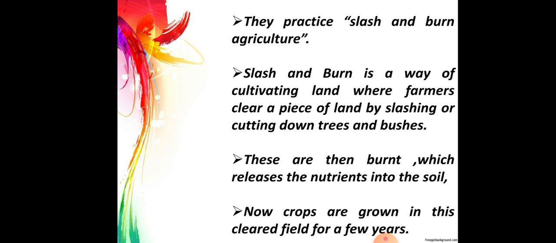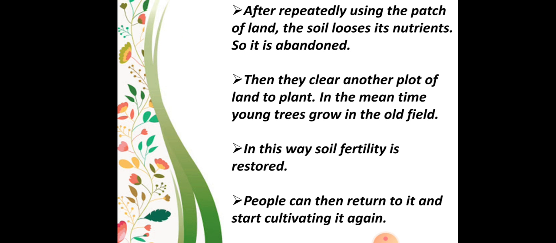Now crops are grown in these cleared fields for a few years. After repeatedly using the patch of land, the soil loses its nutrients, so it is abandoned. Then they clear another plot of land to plant. In the meantime, young trees grow in the old field. In this way, soil fertility is restored. People can then return to it and start cultivating it again.